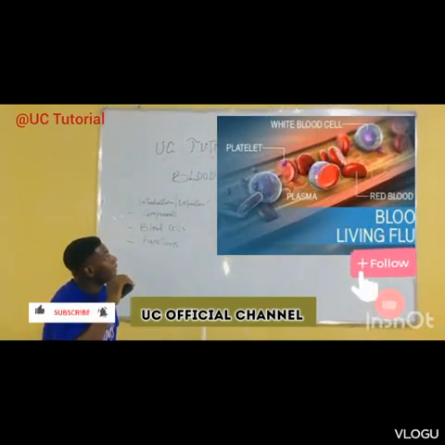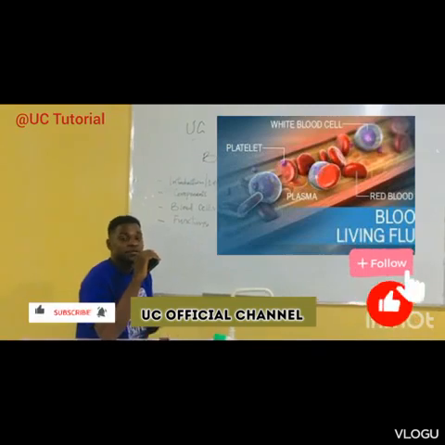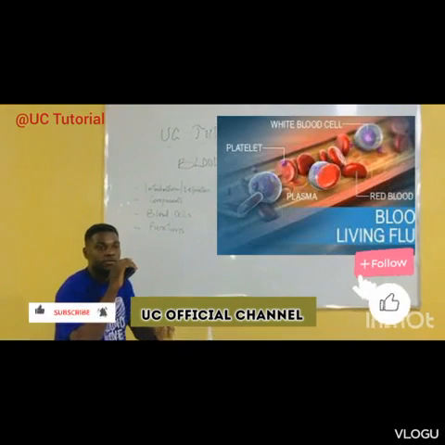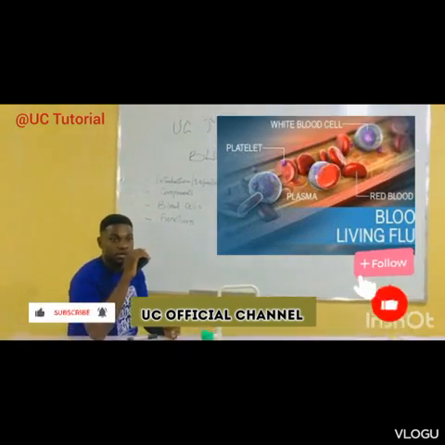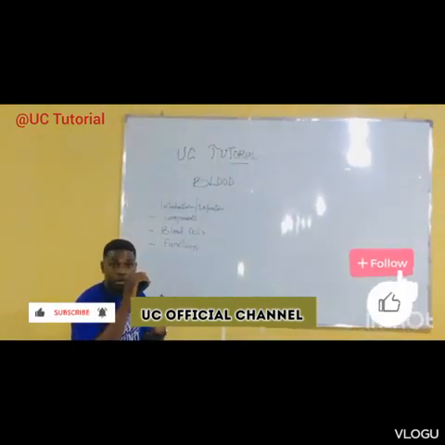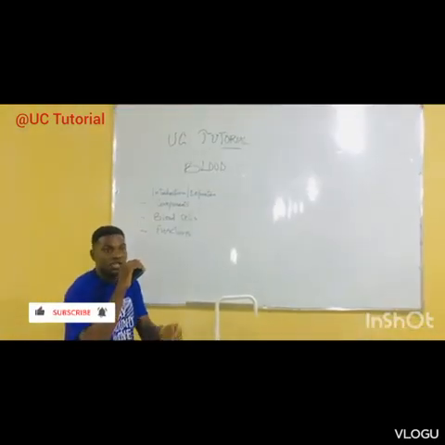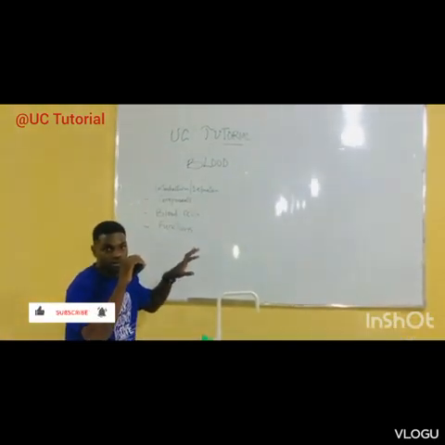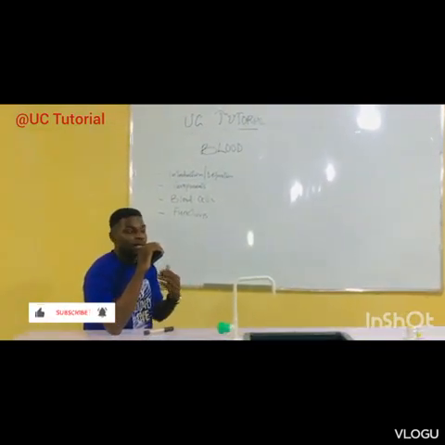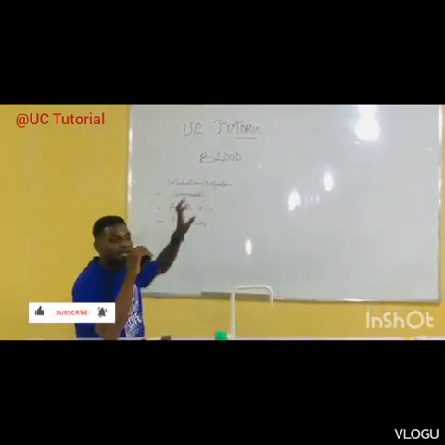Now after that, we need to know that the blood has about 55% of plasma and 45% of blood cells, particularly, as I'm talking about. These cells are suspended in this plasma, where we have the white blood cells, the red blood cells, and the platelets. These are the cells I'm talking about that are suspended in this plasma.